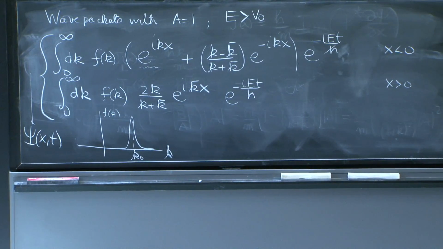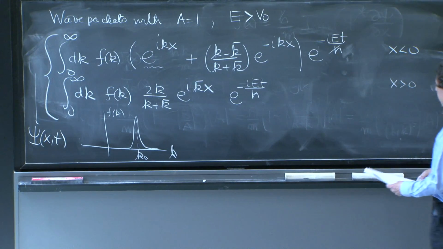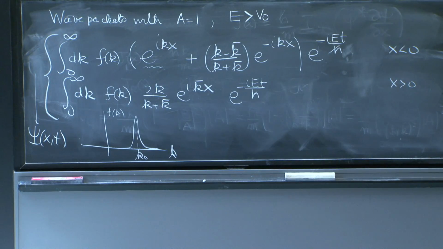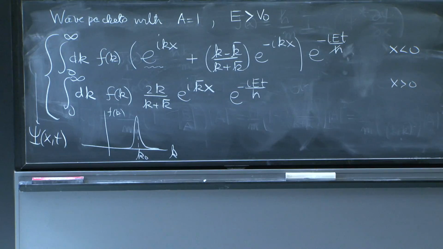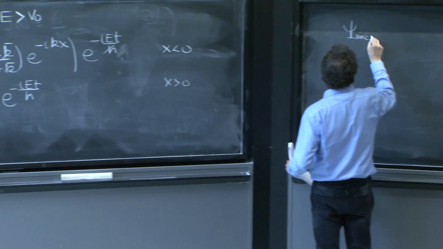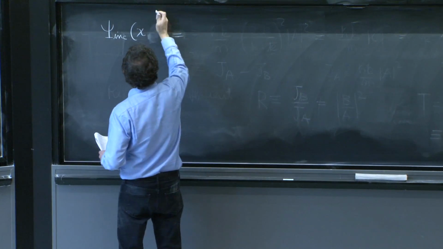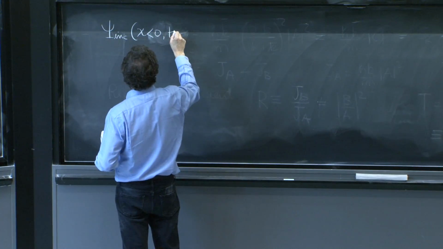I want to split it a little bit. So how do we split it? I say, the solution is this whole thing. So let's call the incident wave, that is going to be defined for x less than 0 and t.